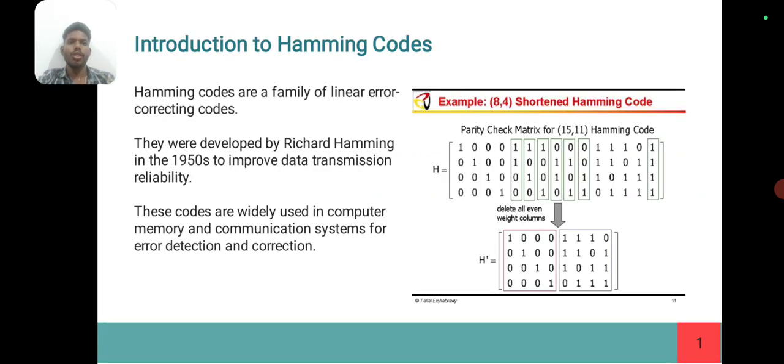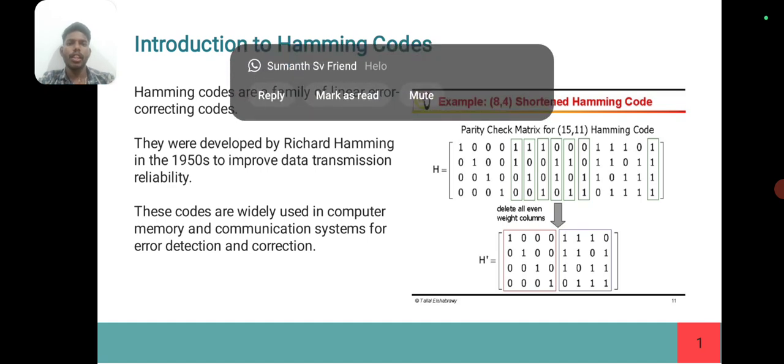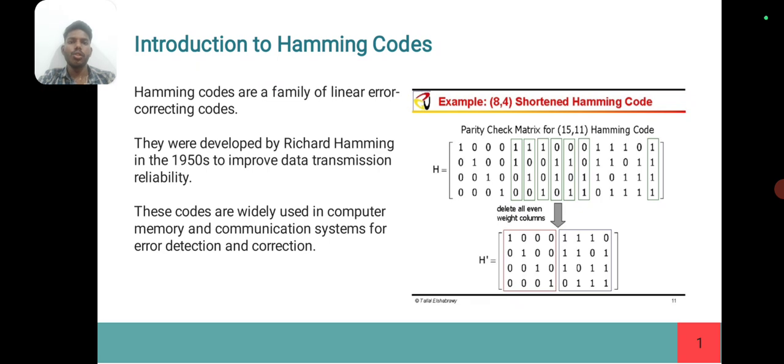Firstly, introduction to Hamming codes. Hamming codes are a family of linear error correcting codes. They were developed by Richard Hamming in the 1950s to improve data transmission reliability. These codes are widely used in computer memory and communication systems for error detection and correction. Here is a shortened Hamming code matrix type 1. Here you can see how the Hamming codes are displayed.